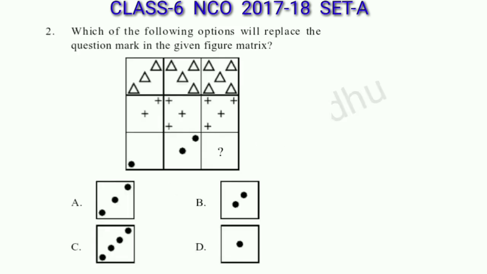Question number 2. Which of the following options will replace the question mark in the given figure matrix? Look at the figure matrix. Every figure is increased by 1 in its right side. So the answer will be option A. It should be 3 dots.